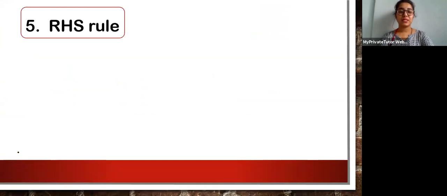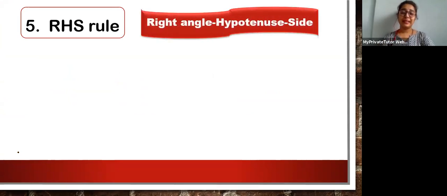Next we have the RHS rule. This is again a criterion, but it is a rule as well. Right angle hypotenuse side test. Now what does that mean? I'll tell you this. Not to worry, this applies for right angled triangles only. You have to remember that it applies only for a right angle triangle. You cannot randomly use this for any given triangle. This is only for right angles.